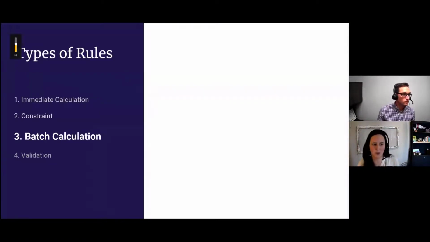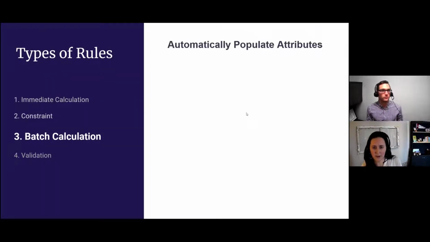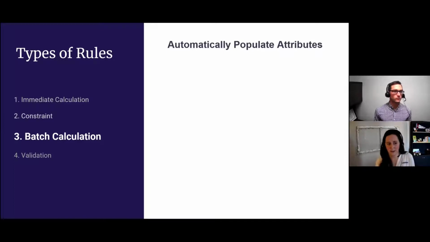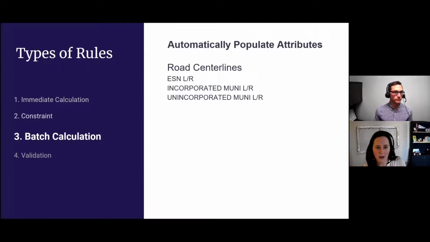So now we're going to talk more about batch calculation and validation. So batch calculation, similar to immediate calculation, will automatically populate attributes. And these are similar. Anything that you use an immediate calculation for, you could batch calculate. But sometimes we don't need immediate calculation.